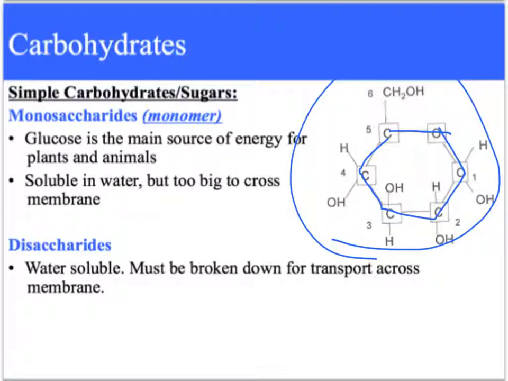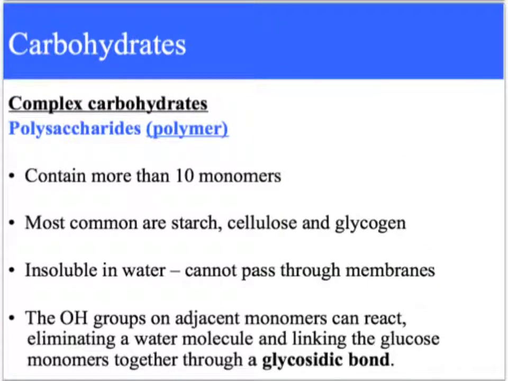Your disaccharides. So di is two. They are water soluble. They must be broken down for transport across the membrane. Okay, so moving on to your complex carbohydrates. They are polysaccharides. So poly, many, saccharide, sugar. They contain more than 10 monomers. The most common ones that you need to know this year are starch, cellulose, and glycogen. They are insoluble in water.